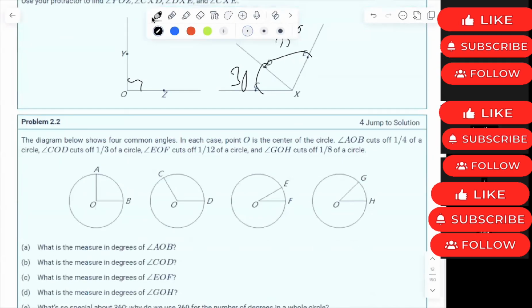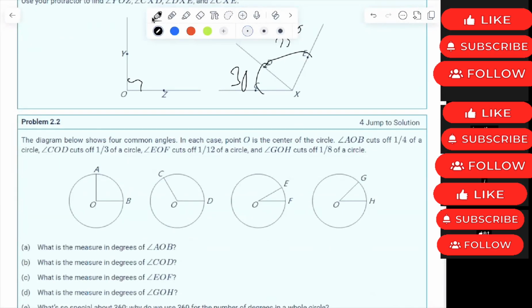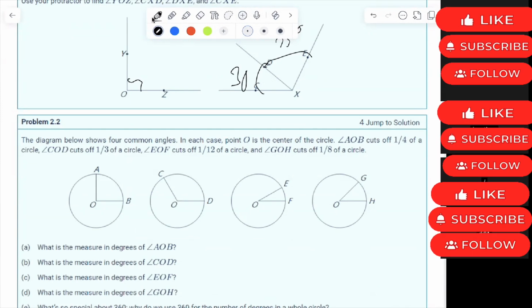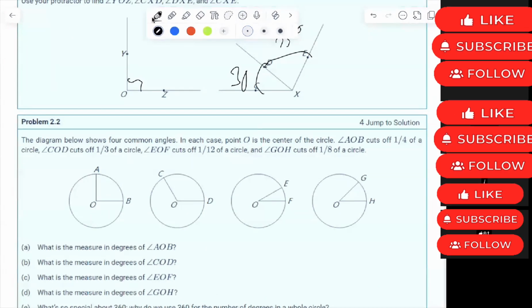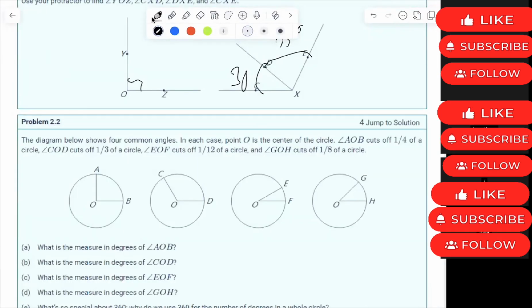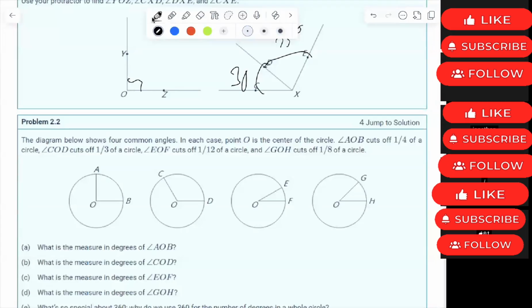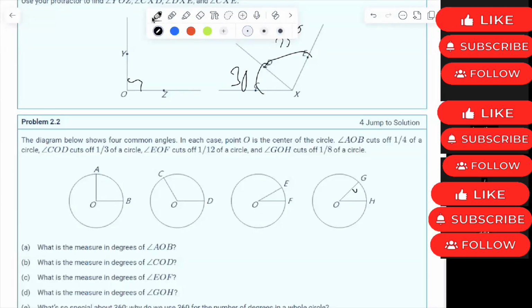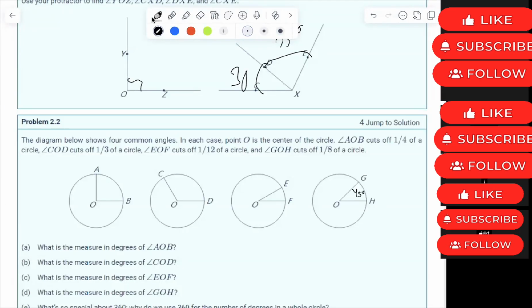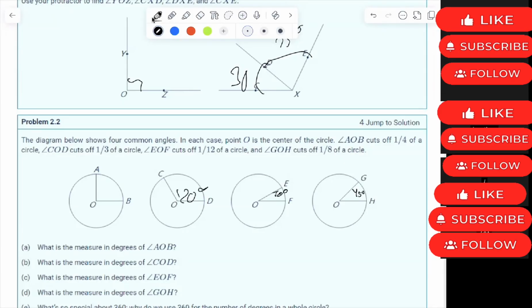Then the diagram shows four common angles. In each case, one point O is in the center of the circle. AOB cuts 1/4, 1/3, 1/12 and 1/8. You can literally just guess the answers. GOH seems to be 45 degrees. This one seems like 30 degrees. This one's like 120 degrees and 90 degrees.